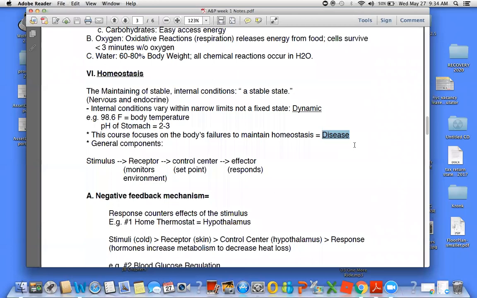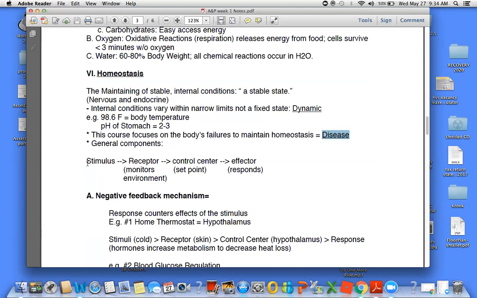Let's give an example. The nervous and endocrine system, nerves being your little network that gets you to move, think, and endocrine being your hormones, those two organ systems work together to maintain a steady state, to maintain homeostasis. Those are your 2 most important organ systems for homeostasis. But every one of the 12 organ systems maintains homeostasis. And when those narrow limits are not maintained, we say that that's diseased. Failure or imbalance of homeostasis equals disease.